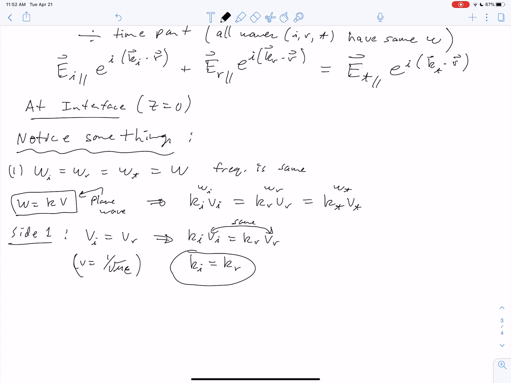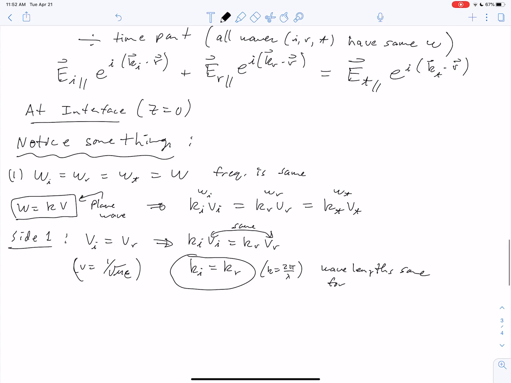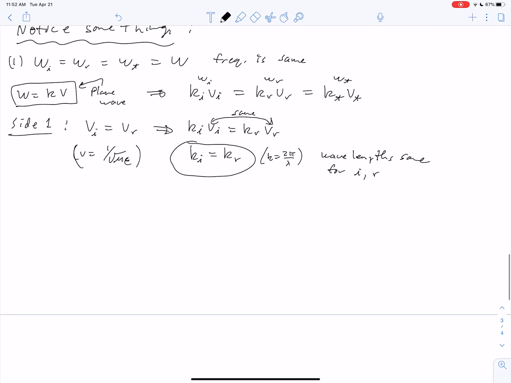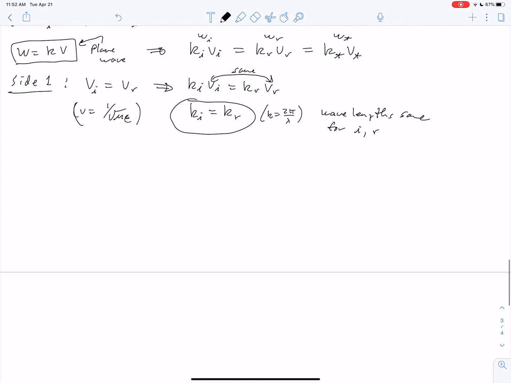And that's sort of obvious in a way, but it's still important. That's just basically saying that the wavelength is the same, since k equals 2π over λ. So that makes sense. The wavelength is the same for the incident and reflected wave. Okay, that's not too profound. But now let's look at the transmitted wave.